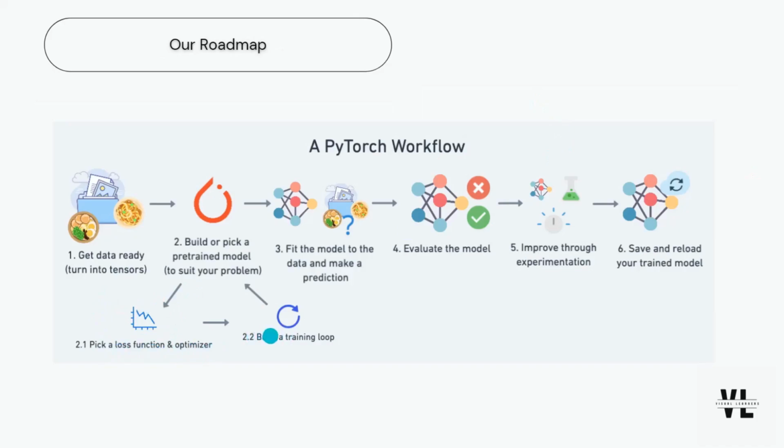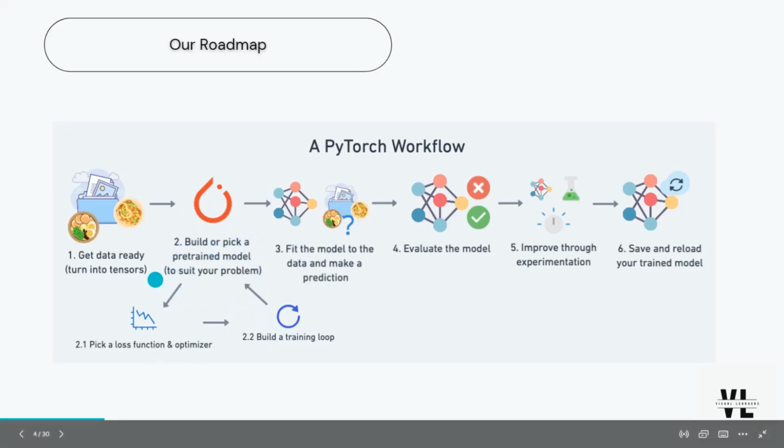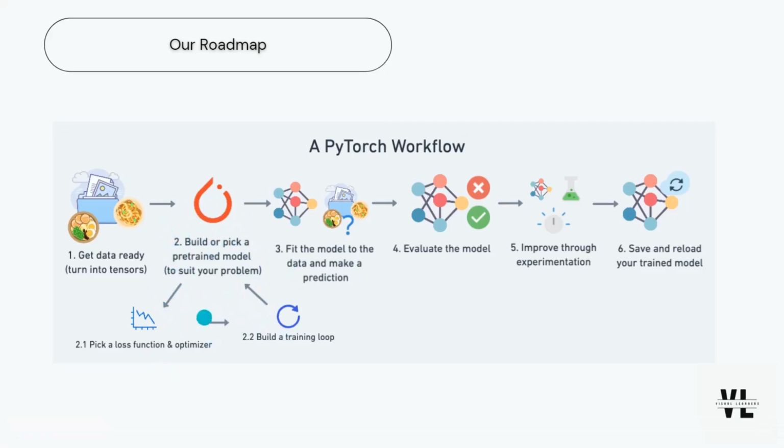Then we build a training loop. And this is basically the main thing that we need to focus on when we are building a PyTorch model. Then once we fit the model to the data and make a prediction, we need to evaluate the model. We haven't reached this step yet, but in the next videos we're going to see how to evaluate a model. Then we need to improve through experimentation, and finally we need to save the trained model so that it can be ready for production or shipped off to another domain.